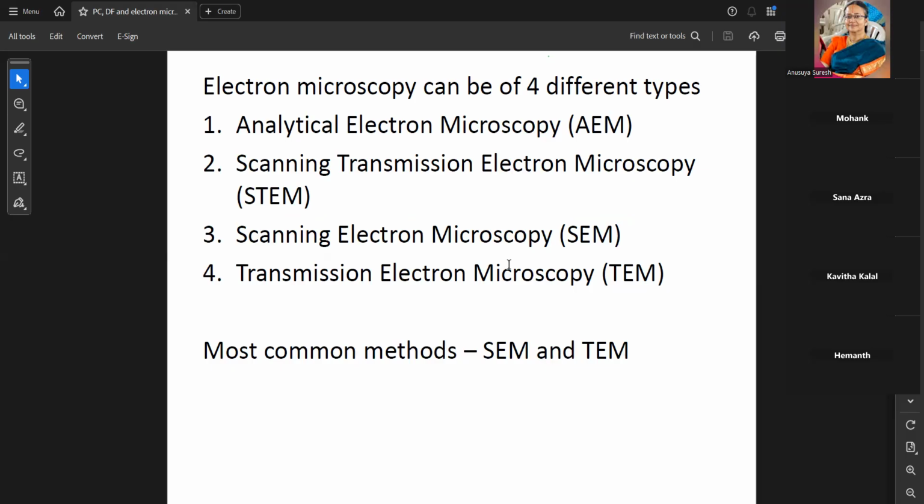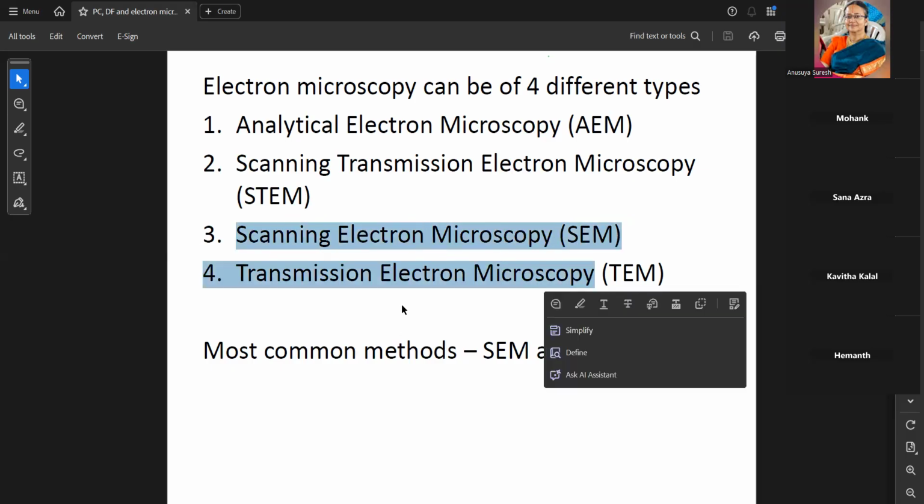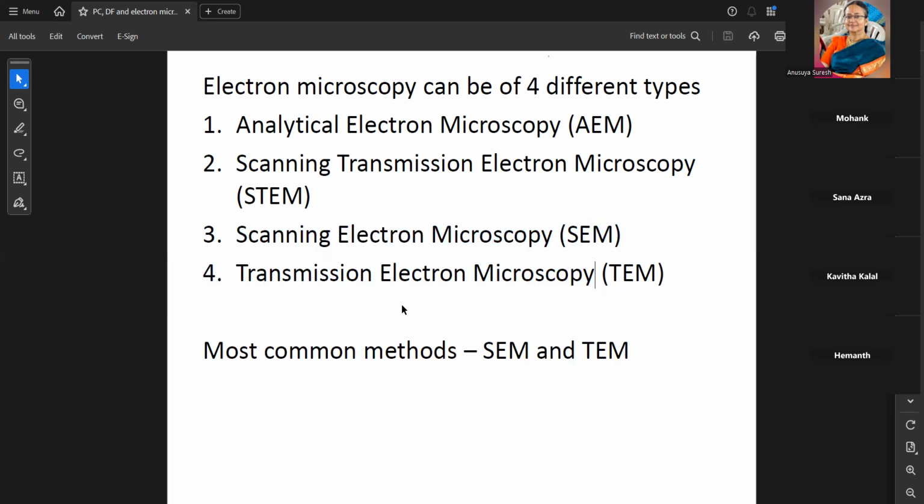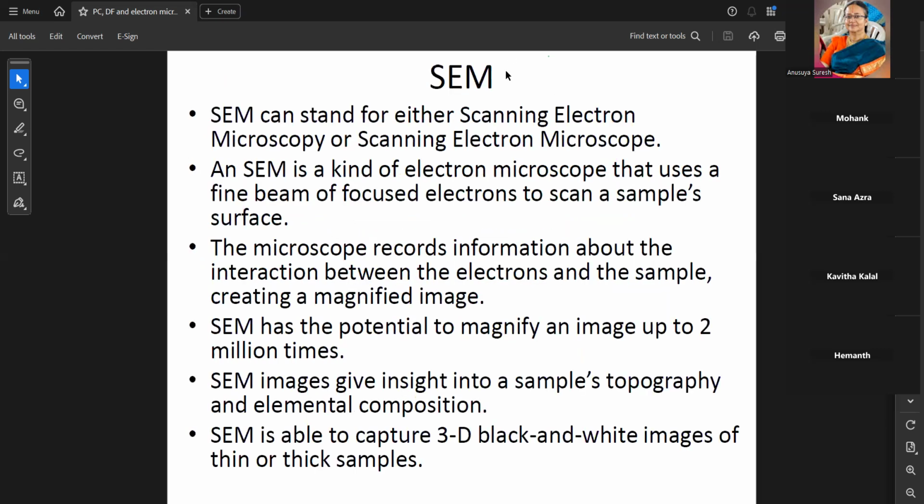From our syllabus point of view, and our exam point of view also, scanning electron microscopy and transmission electron microscopy are the 2 important methods for us. So we will focus and learn more about those 2 methods. First we will take up SEM. Scanning electron microscopy is the technique, and the scanning electron microscope is the instrument that we are using.